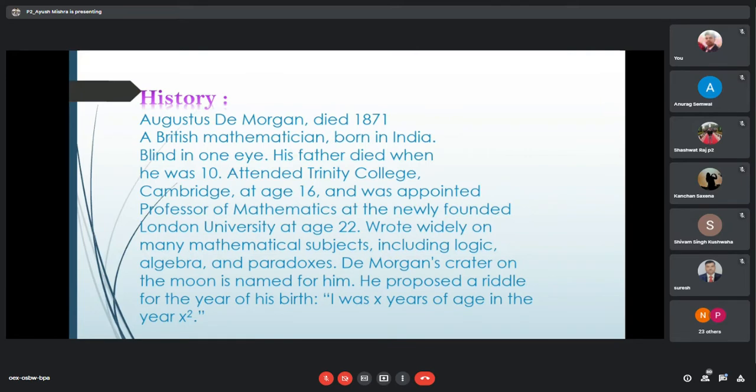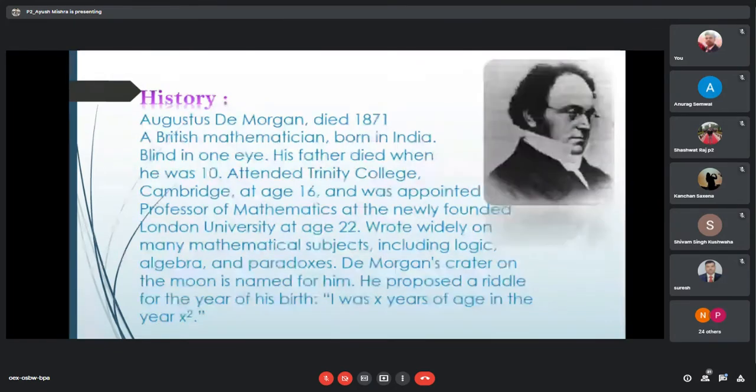He wrote widely on many mathematical subjects, including logic, algebra, and paradoxes. De Morgan's crater on the moon is also named after him, and he proposed a riddle for the year of his birth, that is x: that I am x years of age in the year x squared. Riddle for you all. Here he is.